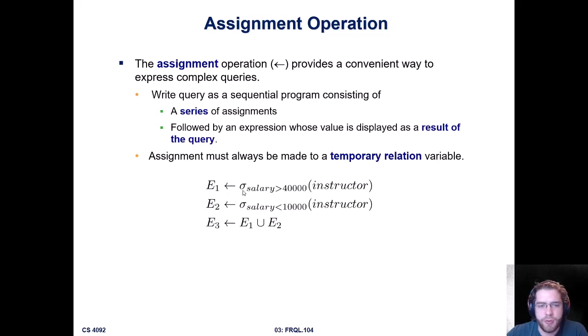But essentially, we can store something like select out of my relation instructor, all instructors with salary over 40,000. And then E2 as well can be stored as this one. And then we can create a new relation off of these two where we assign E3 to the relation of E1 and the union of E2.